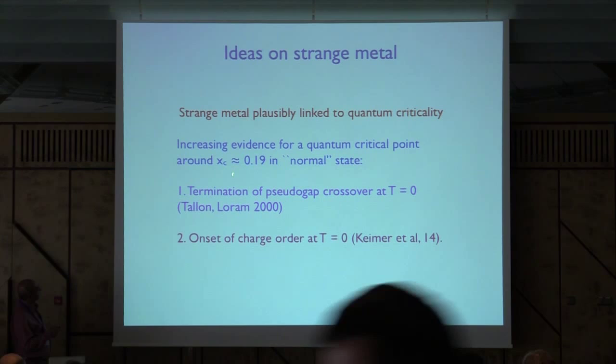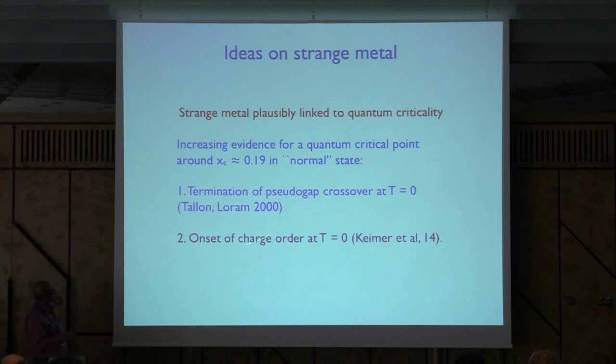It goes back to early work by Tallon and Loram, pointing out by analyzing a wide variety of experiments that the pseudo-gap crossover, if you extrapolate it down to zero temperature, that crossover scale goes to zero at around this magical doping of 19%. Now, zooming ahead to the most recent work, this charge order that's shown up in the last few years in the cuprate phase diagram also seems to onset at zero temperature at the same magical doping. Okay, so it appears as though this old observation, which pinpointed this doping as the essential place where the pseudogap phenomenon first starts up, is also the essential place where this new phenomenon of charge order first rears its head as you decrease the doping from the overdoped side.